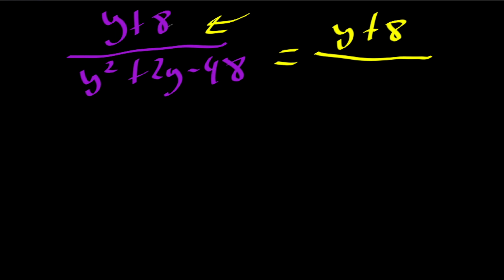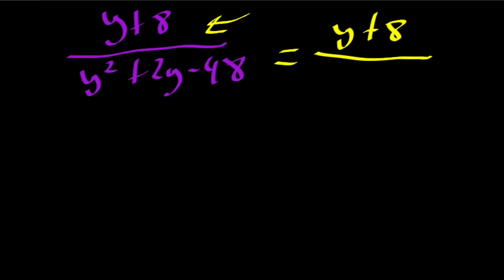There's no special kind of factoring for this. Now on the bottom, we have a trinomial, which means there are 3 terms: 1, 2, 3. And we have a special type of factoring for this pattern: y squared plus 2y, and then a number.